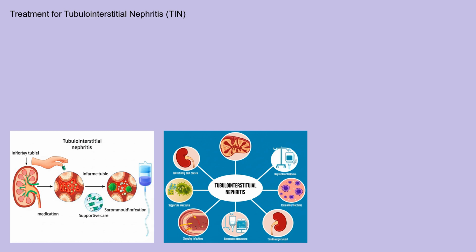The primary goal of treatment for tubulointerstitial nephritis is to address the underlying cause. If a medication is suspected, it should be discontinued immediately. For drug-induced TIN, corticosteroids may be used to suppress the immune response and reduce inflammation. In cases of infection, appropriate antibiotics or antiviral medications are administered. Supportive care, including maintaining fluid and electrolyte balance and managing blood pressure, is also essential. In severe cases where kidney function is severely compromised, dialysis may be necessary.